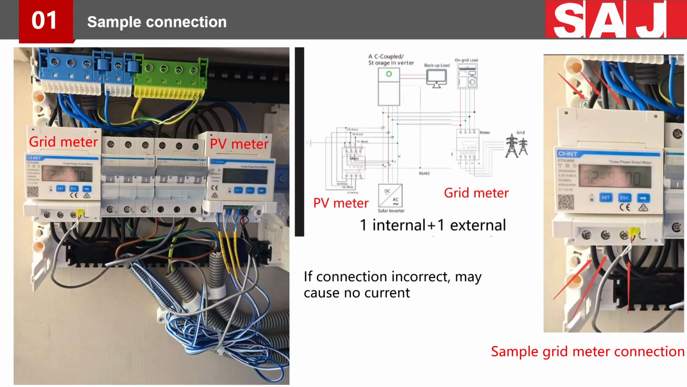Basically here, if you have two smart meters, one is the PV meter and one is the grid meter, the wires have to go under.